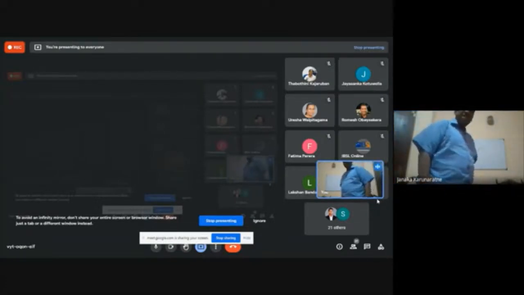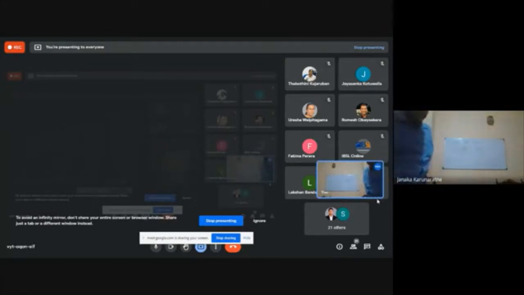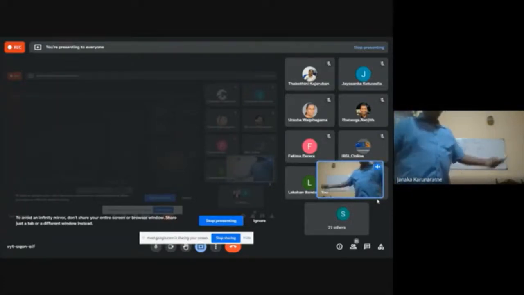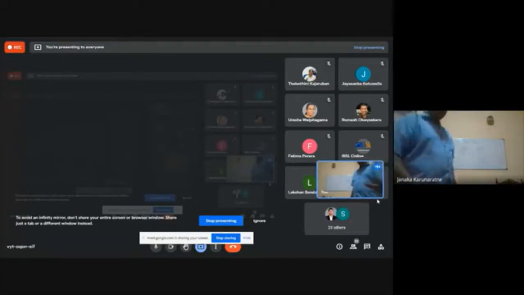So in which market does firm A have a comparative advantage? In which market does firm B have a comparative advantage? Can you tell me? You have to understand this. If you don't understand this, you can't do it. Which market does firm A have a comparative advantage? Which market does firm B have a comparative advantage? Which market?